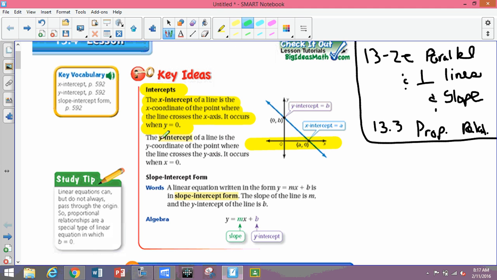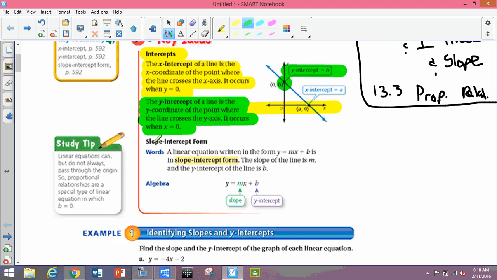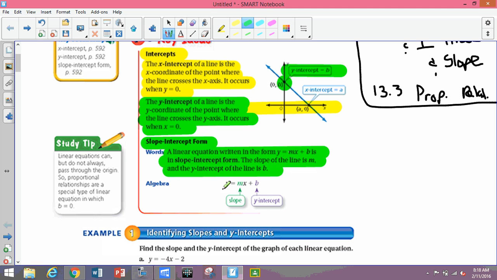Then there's also the y-intercept, and that's really what we spent a lot of time talking about. That's your plus b or minus b in slope-intercept form. So the y-coordinate of the point where the line crosses the y-axis when x is 0. So that would be this point right up here. That's your y-intercept. That's your b, your plus b that we talked about earlier in the last chapter. So when we're talking about slope-intercept form, we're saying that a linear equation is written in y equals mx plus b, that's slope-intercept form. And the slope of the line is m, and the y-intercept is b. And again, we've talked about that already.